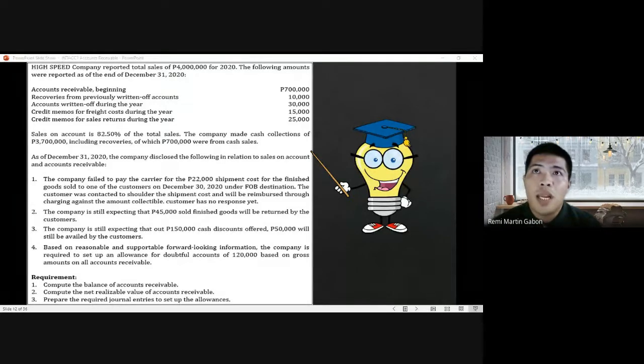So therefore, if we're going to journalize our cash sale for 700,000, we debit cash and credit sales revenue of 700,000. Okay? So sige. How much is the sales on account or the credit sales? You can have it in the chat box. For those who have calculators, the calculator warriors. How much is our credit sales? 4 million times 82.5%. Magkano yan?